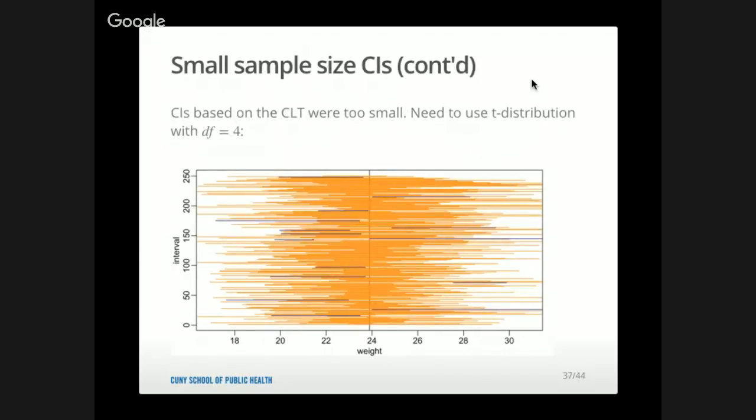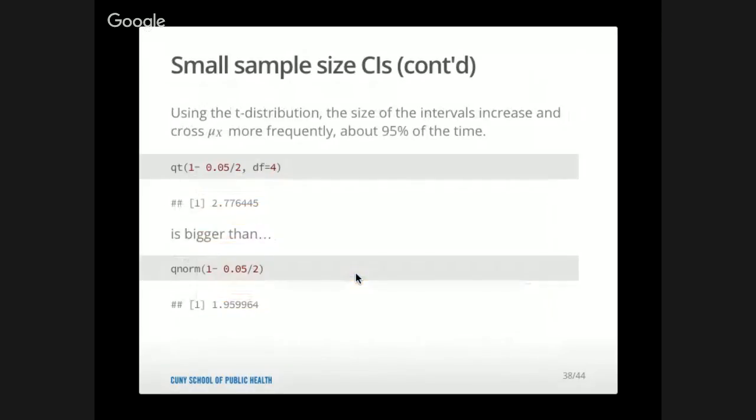If we redo it using the t-distribution with 4 degrees of freedom, we're back to having about the right number of confidence intervals that don't include the true mean.